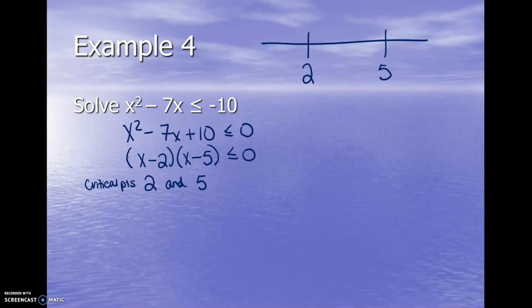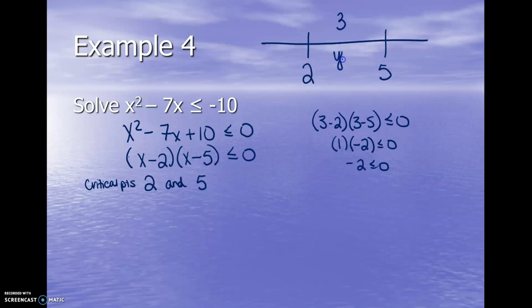You should get critical points 2 and 5. This is the first example where we can't use 0. I mean, we could use 0 if you wanted to test 0, but 0 is not in the middle, and the least amount of work is going to be testing the middle. So I'm going to choose 3 to test. 3 minus 2 times 3 minus 5. I'm checking to see if that's less than or equal to 0. So that's 1 times -2. -2 is less than or equal to 0. So I tested 3 and it worked.